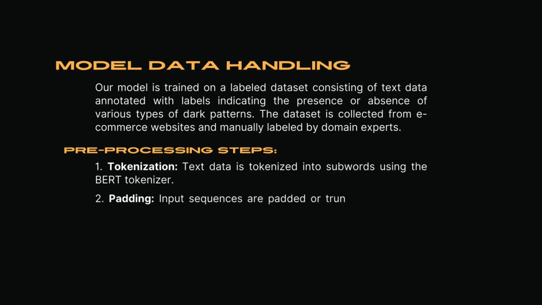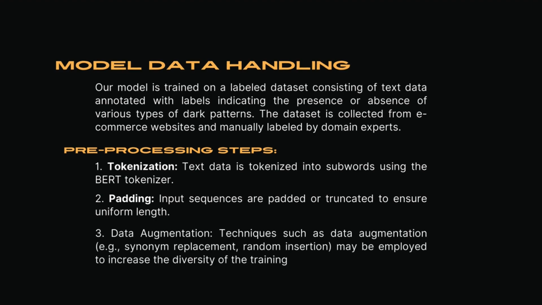Text data is tokenized into subwords using the BERT tokenizer. Secondly, padding. Input sequences are padded or truncated to ensure uniform length. And thirdly, data augmentation. Techniques such as synonym replacement and random insertion may be employed to increase the diversity of the training data.